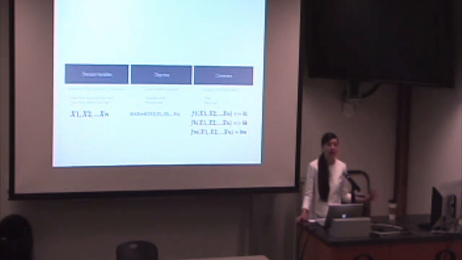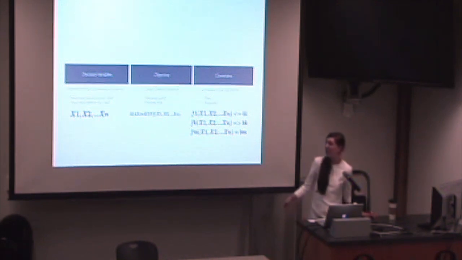There are two types of objectives, maximization and minimization. So we want to maximize profit, we want to minimize time. And then we have constraints. We live in the real world with limited amount of time, money, resources.